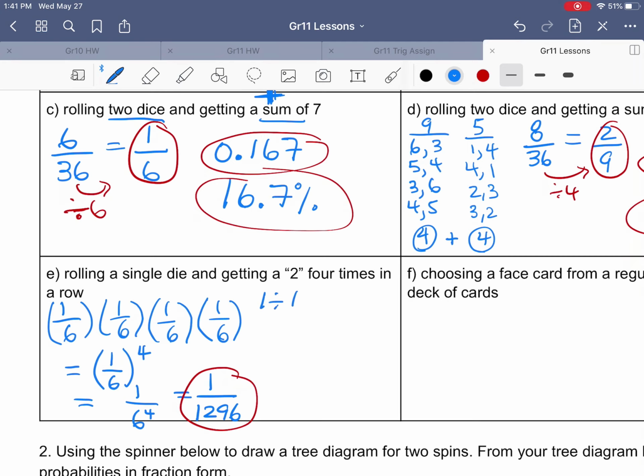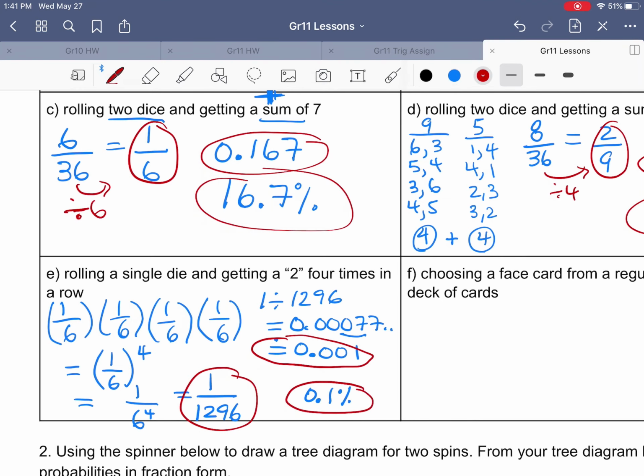It's actually going to be, so if we do 1 divided by 1,296, we get 0.00077 and so on. So to round it to 1 decimal place, we are going to round to 0.001. And if we multiply that by 100, we get 0.1%.